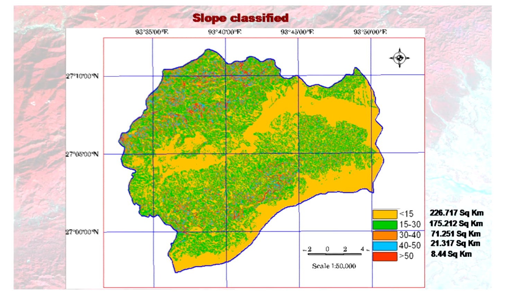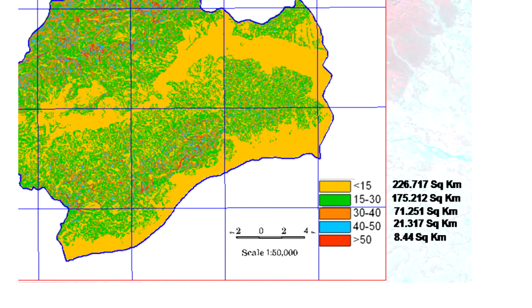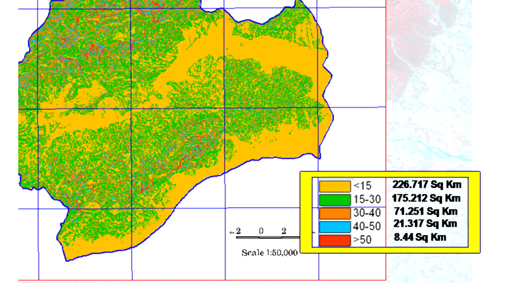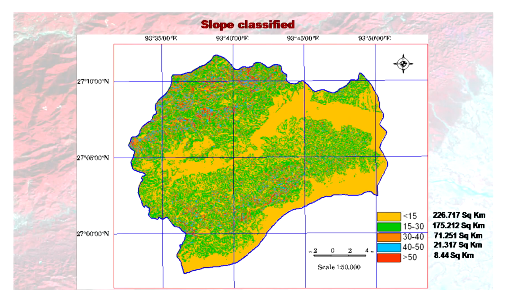Then slope is classified in different categories, that is less than 15 degree, then 15 to 30 degree, 30 to 40 degree, 40 to 50 degree and more than 50 degree. And we have defined how much area falls under which categories. Say for example, less than 15, it is 226.717. We have categorized into different categories, and accordingly we have defined the areas.